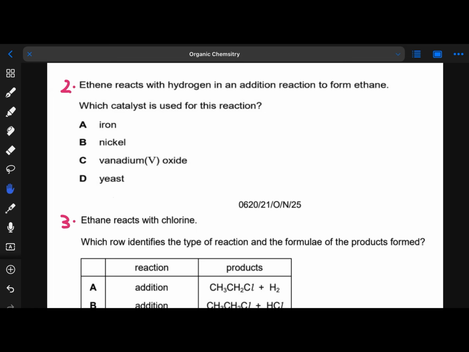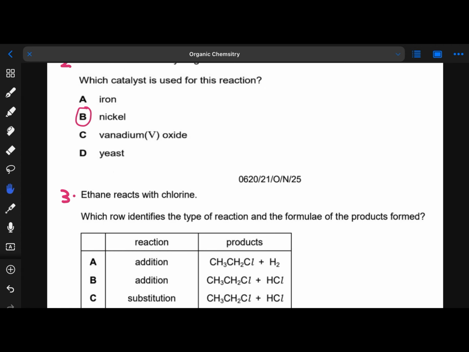The second question says that ethene reacts with hydrogen in an addition reaction to form ethane. This process is also called hydrogenation, which is the industrial preparation of alkanes. And ethane here is an alkane. So the catalyst used here is nickel. It cannot be iron, it cannot be vanadium pentoxide, and it cannot be yeast. So the right answer here is B.